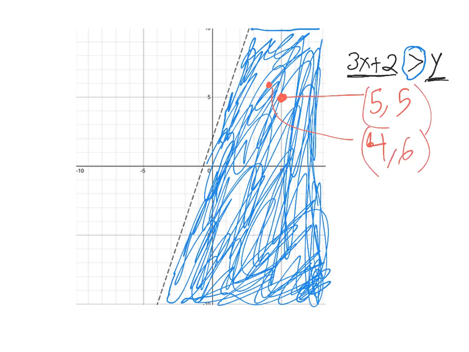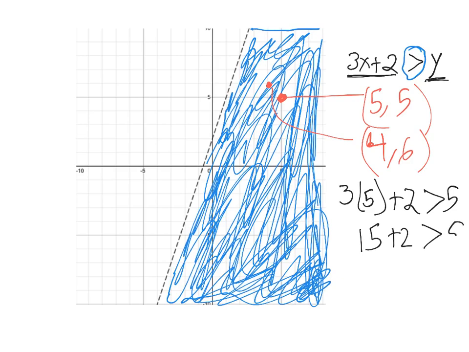Okay, and the way I know that both of these work is I now use my inequality, so I test it. So I'm going to go 3, I replace my x with 5, plus 2, it needs to be greater than 5. 3 times 5, plus 2, I get 17 is bigger than 5, okay? And so that's how I can test to see if my point works within my inequality, okay?